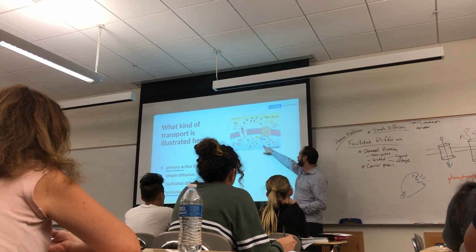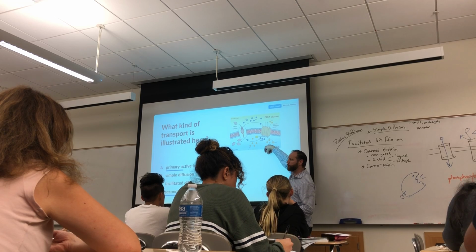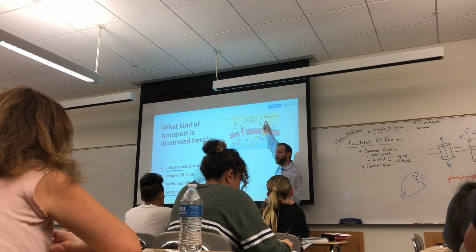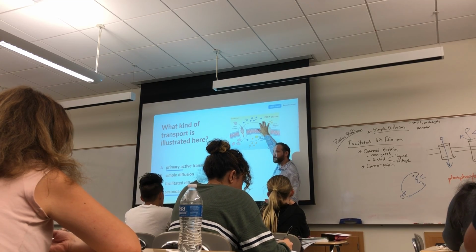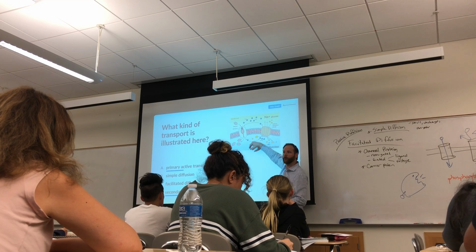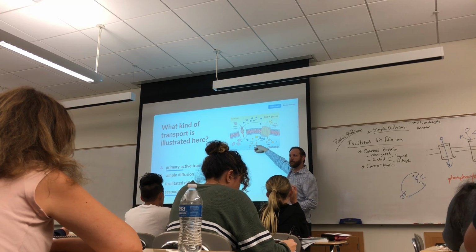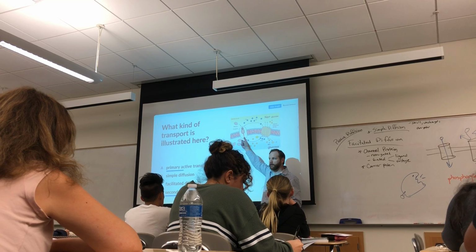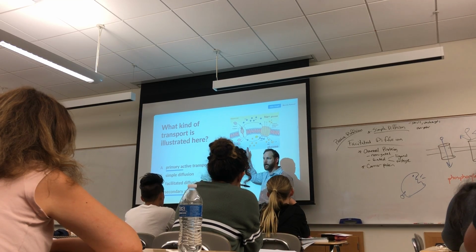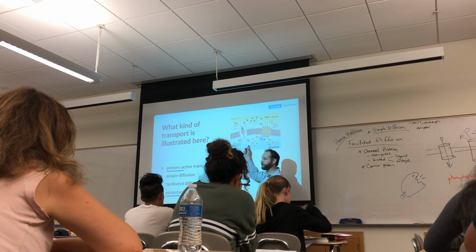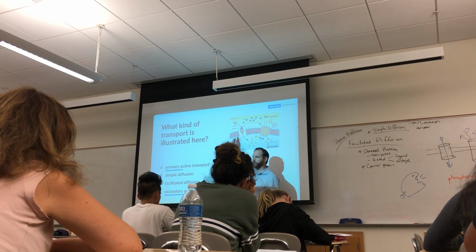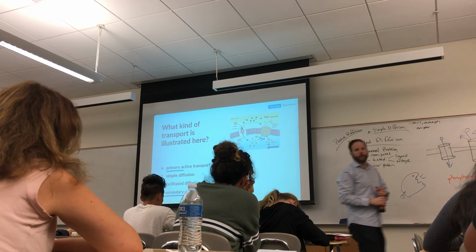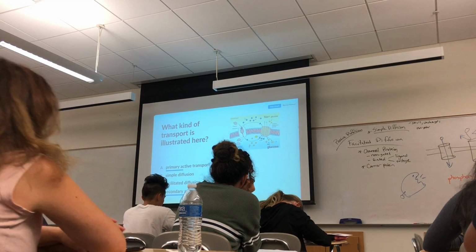This guy is actively spending ATP to pump sodium out so that I have a high concentration of sodium outside and a low concentration inside. And then this protein says, oh, well, I can take advantage of that and just let sodium diffuse back into the cell and use the energy from that process to also bring in glucose. Right, so that is secondary active transport.